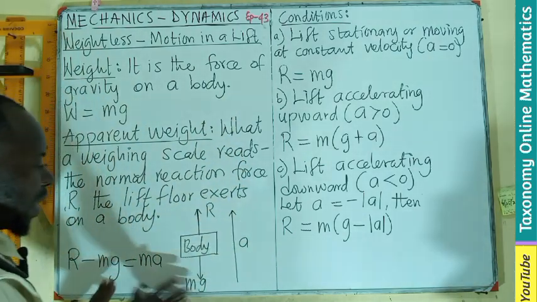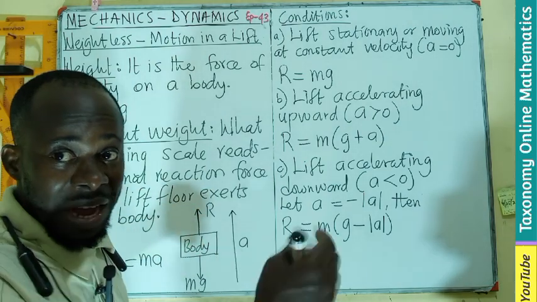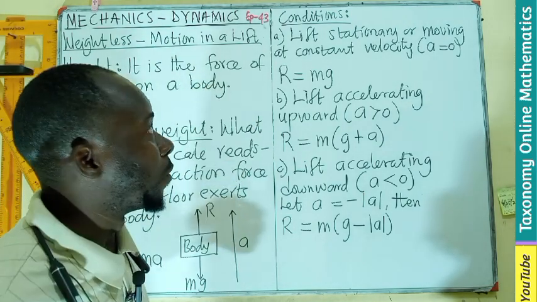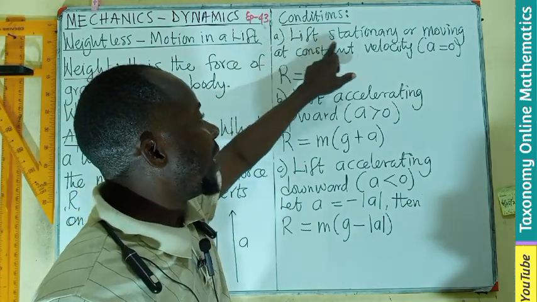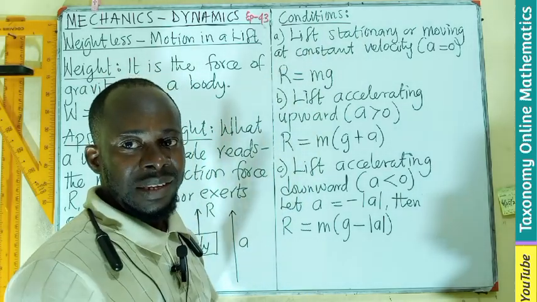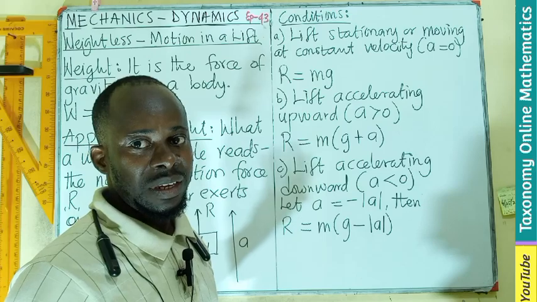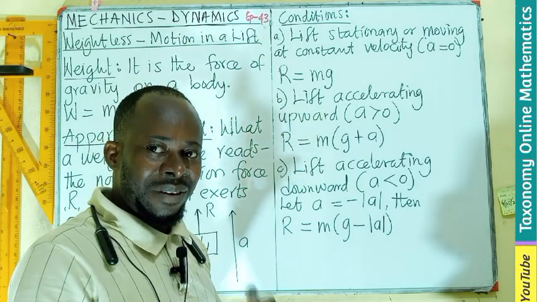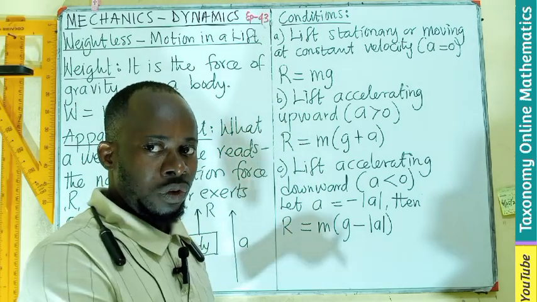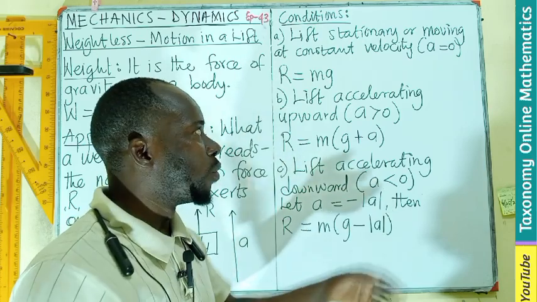So these are the conditions we are going to apply, for the fact that the lift can go up or down. If the lift is stationary, that is, the lift is not moving, or is moving with a constant velocity, that simply means that the acceleration, not due to gravity, but the acceleration, is going to be what?